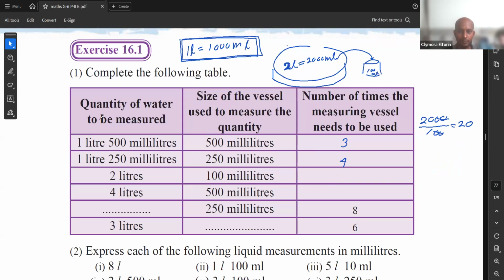Let's see what is the next one. It's given as 4 liters. We need to measure it using a 500 milliliter cup or vessel. How many times do I need that? 4 liters means it becomes 4,000 milliliters.